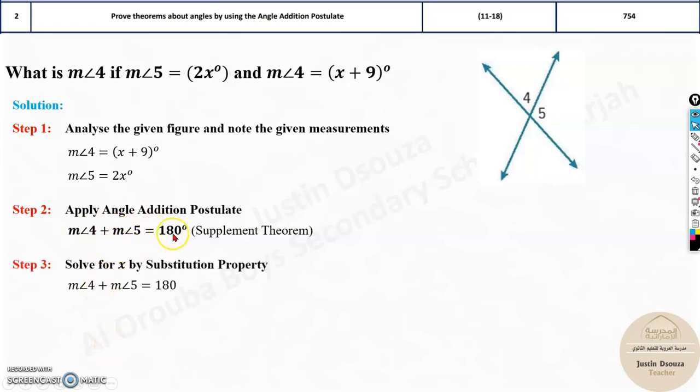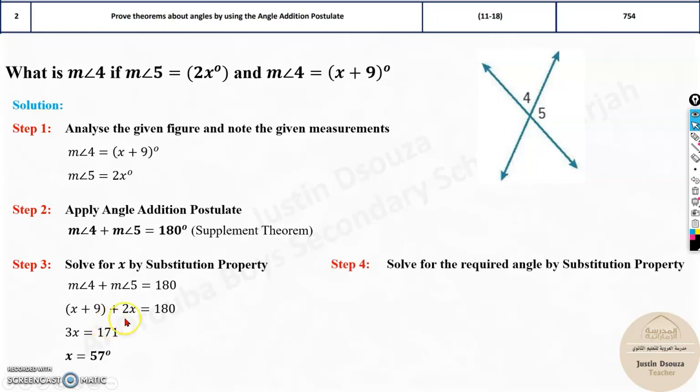Substitute the values over here by the substitution property, x plus 9 plus 2x. The x value is 57 degrees. Now is it over? No, they asked us to find the measure of angle 4. We found the x value. Now substitute x over here and solve. You will get x plus 9, that is 57 plus 9. 66 is your final answer, 66 degrees.